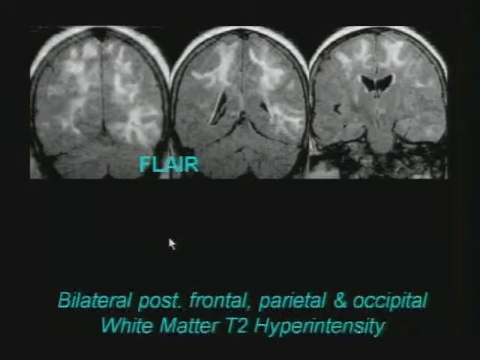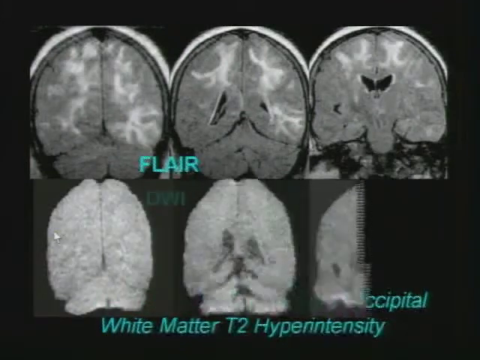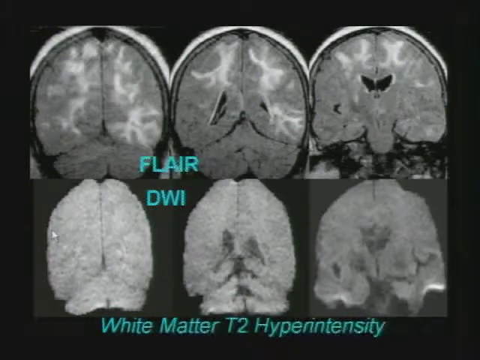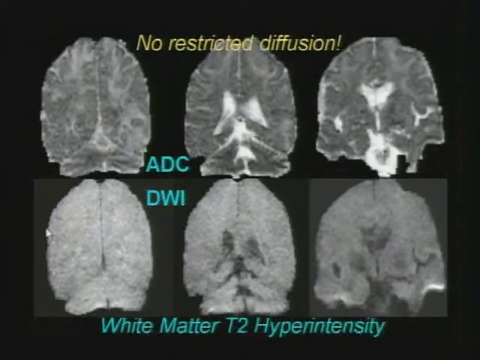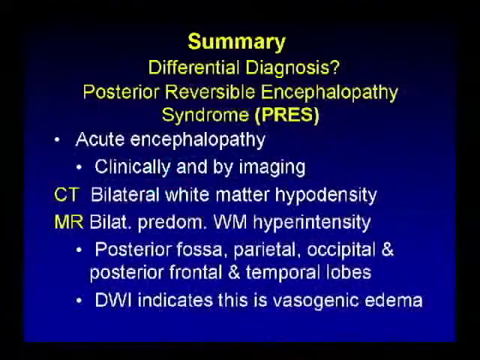This is her MR, and you can see on the FLAIR this extensive bilateral posterior frontal, parietal, and occipital white matter T2 hyperintensity. We're going to do diffusion because we do diffusion on anybody if they get into a magnet. And you can see there is no restricted diffusion, and here are the ADCs confirming there is no restricted diffusion in this patient. So there is a lot of white matter signal abnormality without diffusion abnormality. So this is an acute encephalopathy clinically and by imaging.